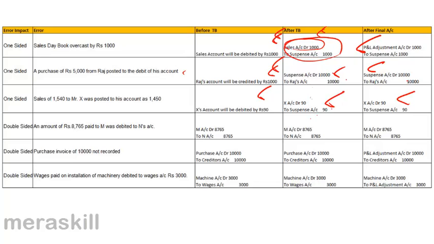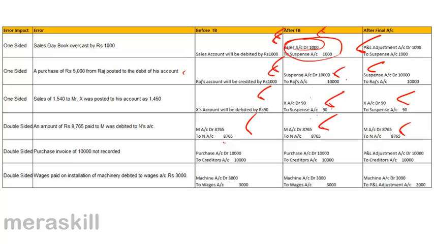An amount of 8,765 was paid to M but was debited to N's account. M's account should have been debited. Instead, N's account was debited. So we'll credit N to remove the wrong debit and we will debit M. Entry: M account debit to N's account. It will be the same entry in all three cases. All double-sided errors, the entry is exactly the same. The only difference is that when it is after preparation of the final accounts, if there is a nominal account involved, the nominal account has to be replaced by profit and loss adjustment account. Otherwise, the entries are exactly the same. In all three cases here, it is M's account debit to N's account.